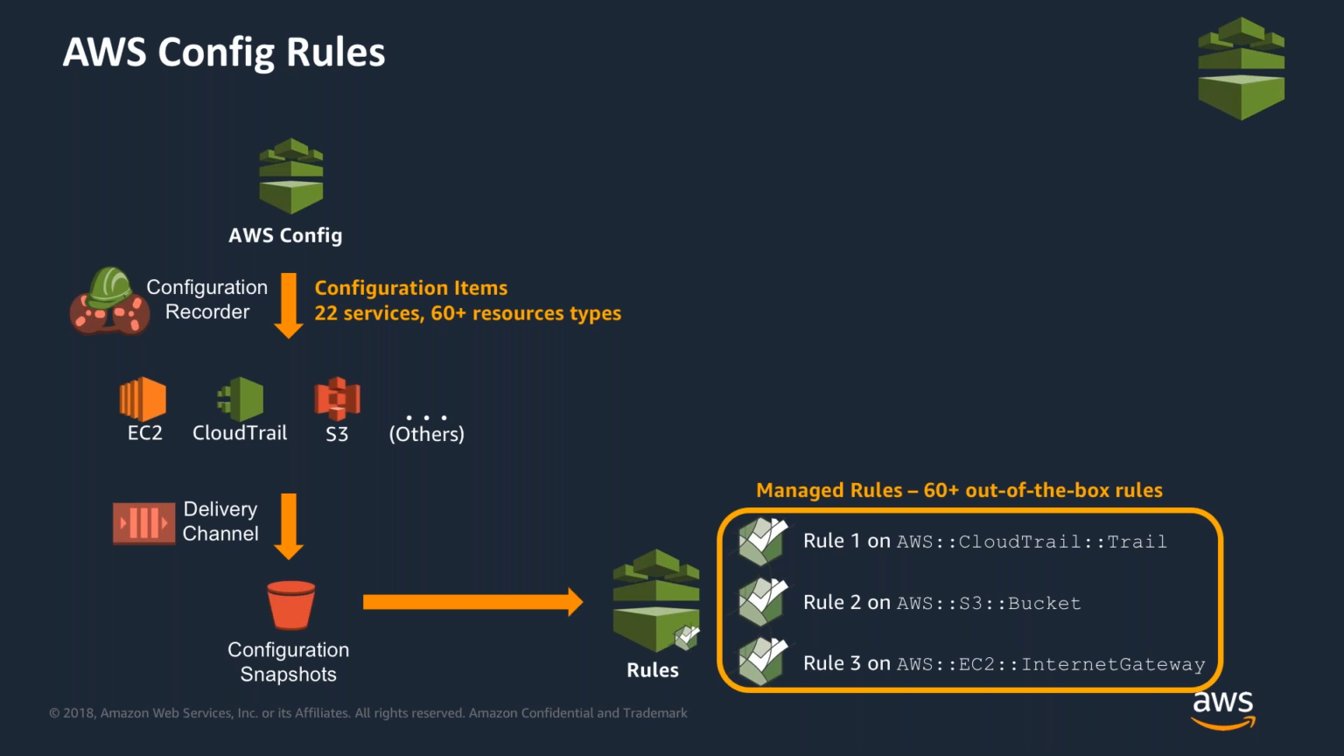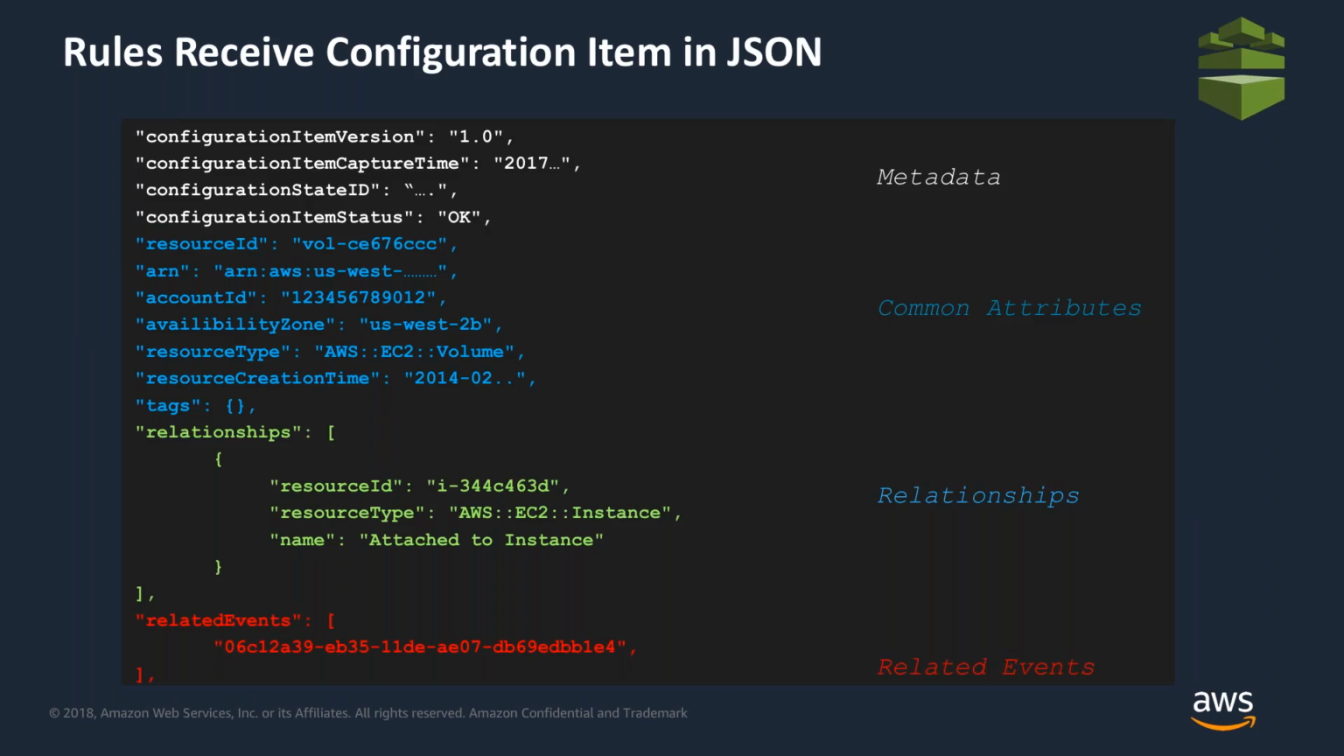AWS Config provides customizable predefined rules called managed rules to help get you started. You can also create your own custom config rules, which represent your ideal configuration settings based on your specific requirements imposed by a business, internal policies, or particular auditors. We'll dive deep into designing and building a custom config rule later in this session, so stay tuned.